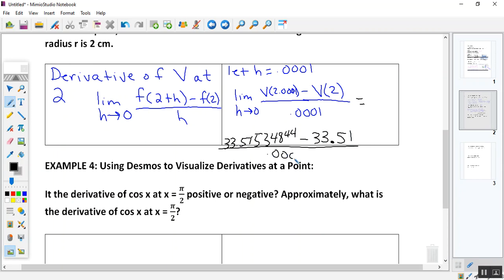Okay, and keep in mind, all we're doing is looking at a slope over a really big interval or a really small interval. Really big interval or really small interval? Okay, so I subtracted 33.51 and now I'm dividing by 0.0001. And I have, what do you guys get? 53.48.